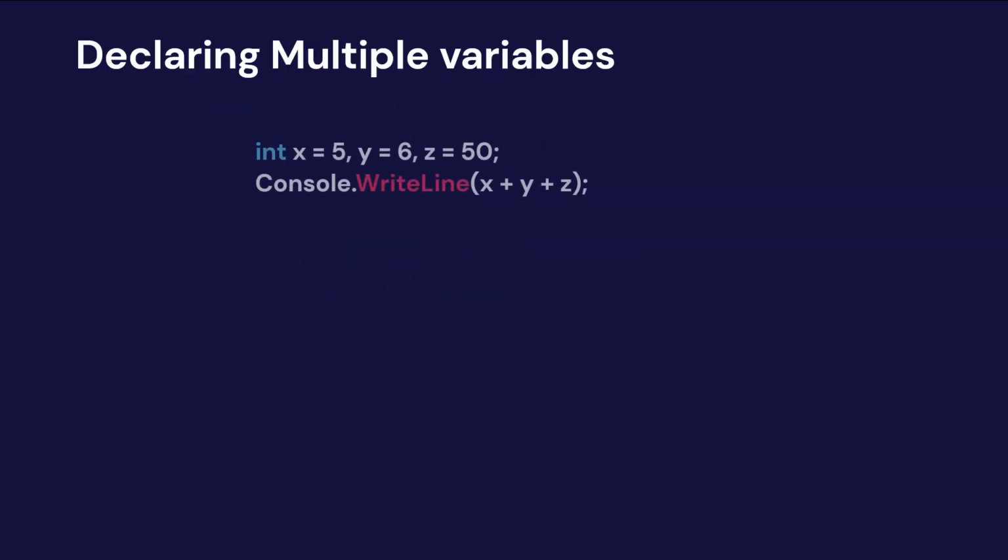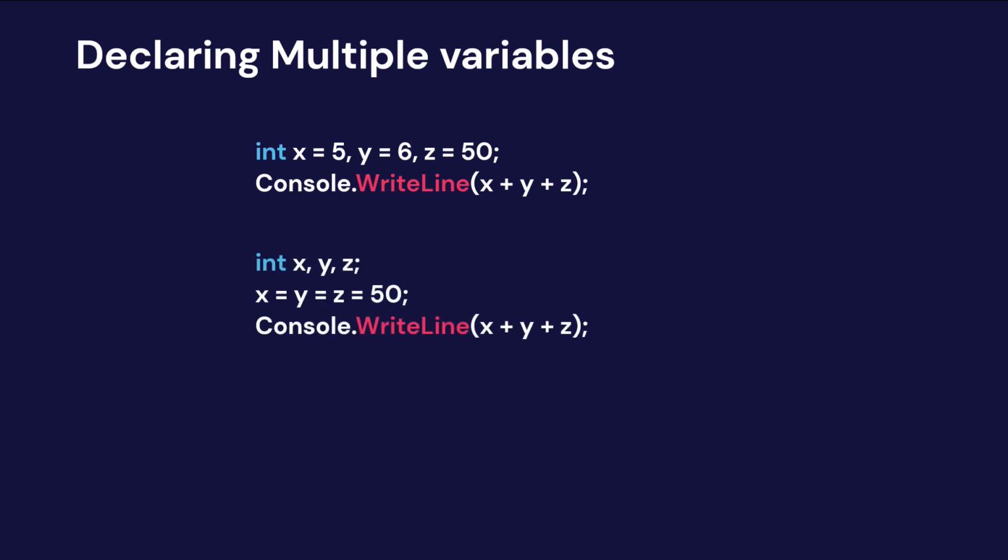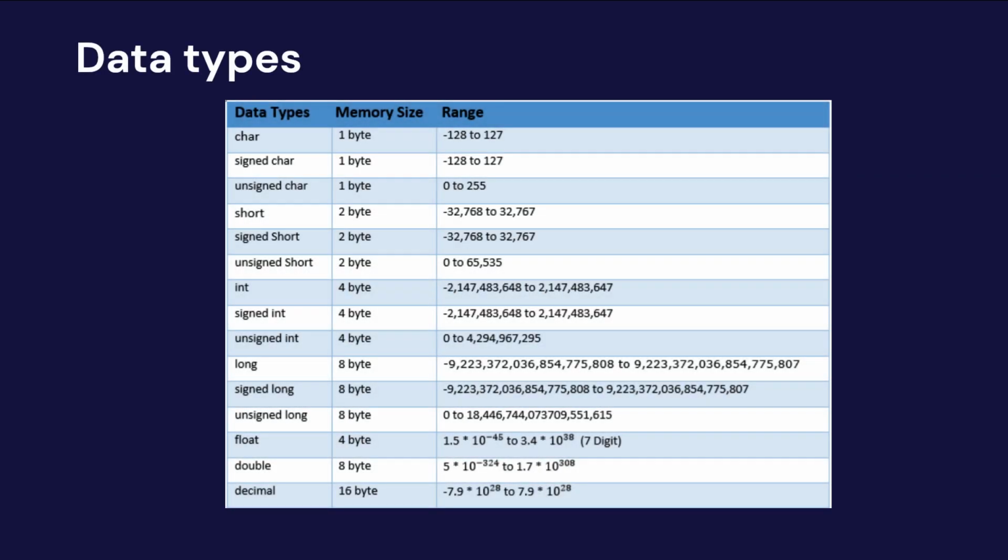To declare more than one variable of the same type, use a comma-separated list. You can also assign the same value to multiple variables in one line. As previously discussed, a variable in C# must be a specified data type. A data type specifies the size and type of variable values. It is important to use the correct data type for the corresponding variable, to avoid errors, to save time and memory, but it will also make your code more maintainable and readable. The data types that are used in C# are listed below.